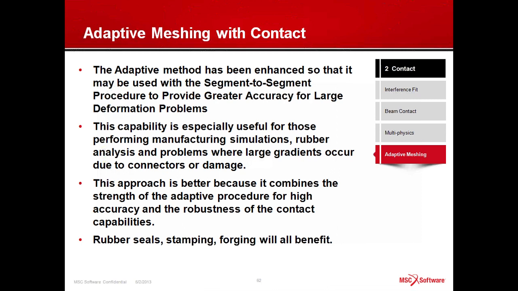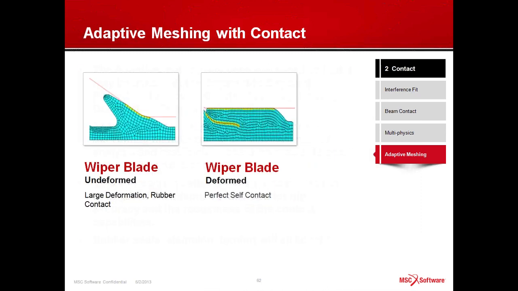Finally, we're going to talk about adaptive meshing with contact using the segment-to-segment procedure. This was a beta feature actually in the last release for 2D. Now it's available for both 2D and 3D. It's of course highly relevant for those in the manufacturing industry or in the rubber industry where there are large shears, and those shears result in large amount of deformation.